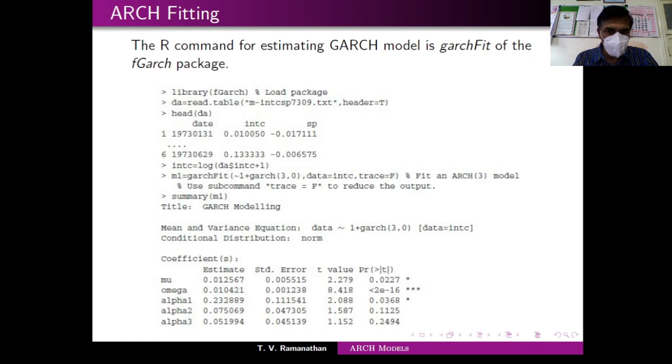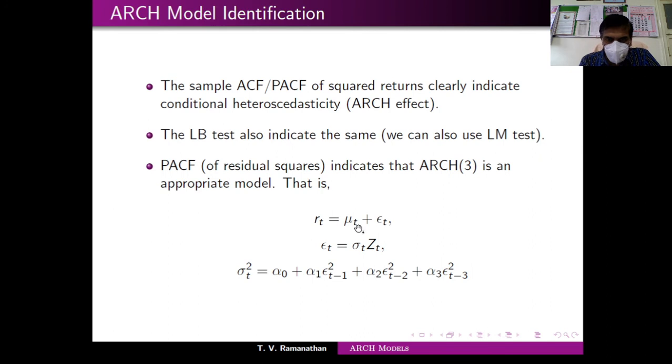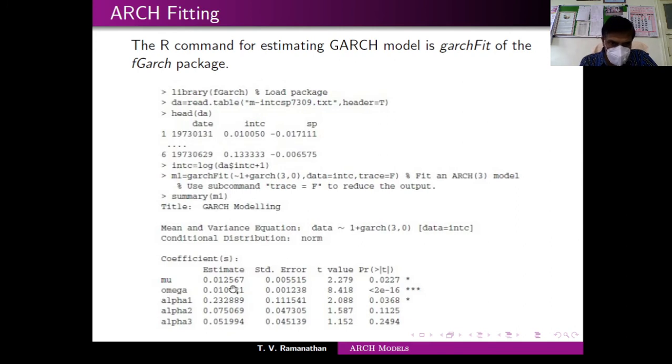So now here you can see the parameters estimated. In this notation, this mu t is taken as mu because there is a mean return that is available. So there is an average which is estimated, and that is estimated here.